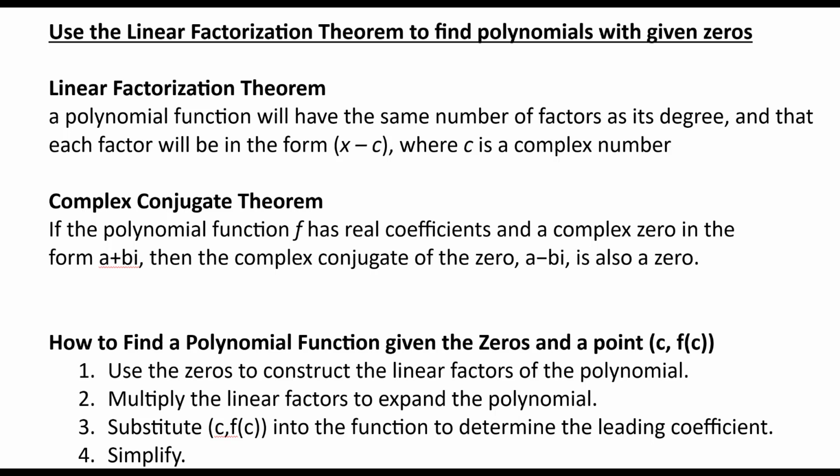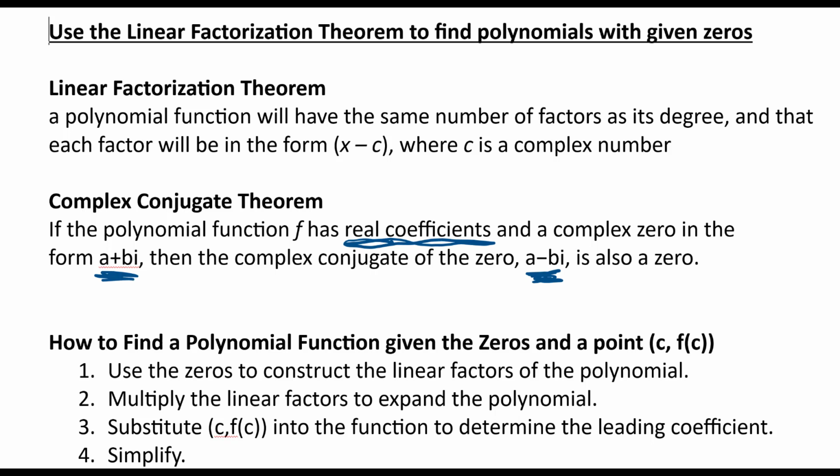Now, the complex conjugate theorem: if a polynomial function f has real coefficients and the complex zero in the form a plus bi, then the complex conjugate of the zero, a minus bi, is also a zero. So the key to this is it has real coefficients. If you know everything's real coefficients and they give you one complex number, its conjugate must be there. And by the way, they could give you the a minus bi, and then the a plus bi would be there. Again, this is if you have real coefficients. If you have complex coefficients, then all bets are off. But if you have real coefficients and one of the zeros is a complex number, then its conjugate must also be there.